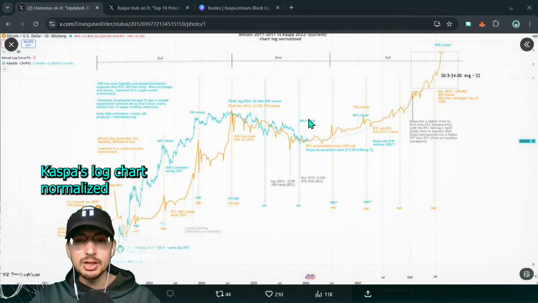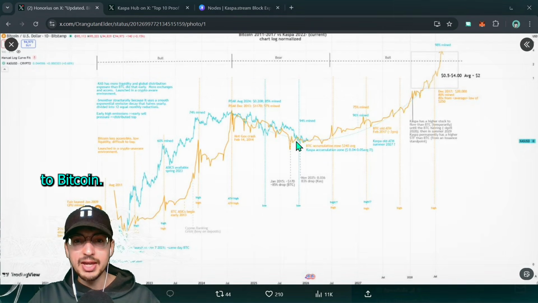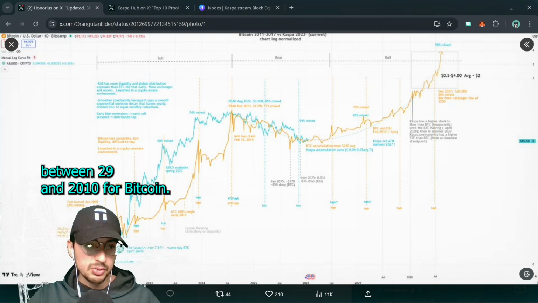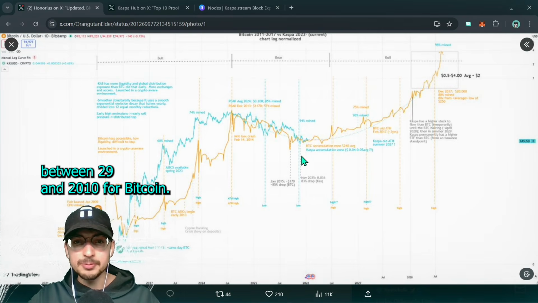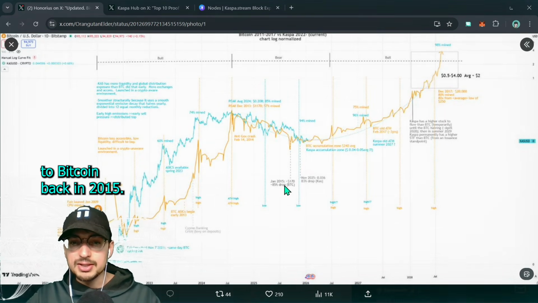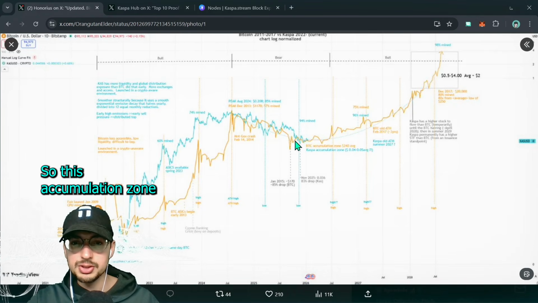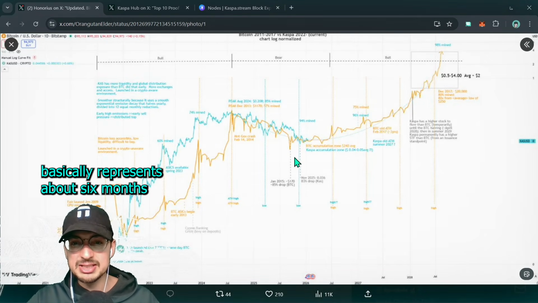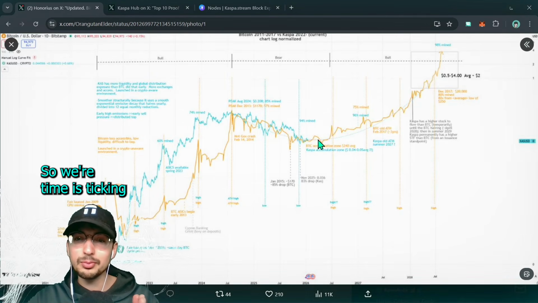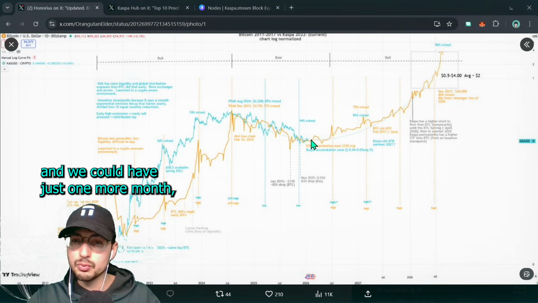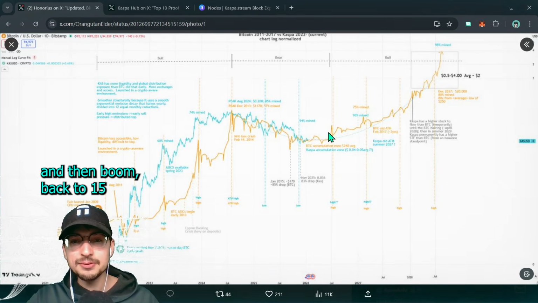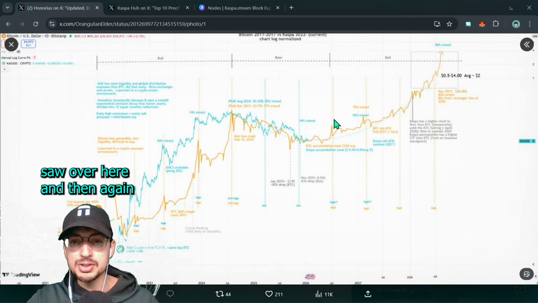So this is Kaspa's log chart normalized to Bitcoin back in the early days of when Bitcoin was first created. You see, you don't even have the price data between 2009 and 2010 for Bitcoin, but right now is what we're experiencing for Kaspa with respect to Bitcoin back in 2015. So this accumulation zone basically represents a little less than 6 months. Okay, so the time is ticking. We could have just one more month, a few more months, and then boom, back to 15 cents with this major spike that Bitcoin saw over here.